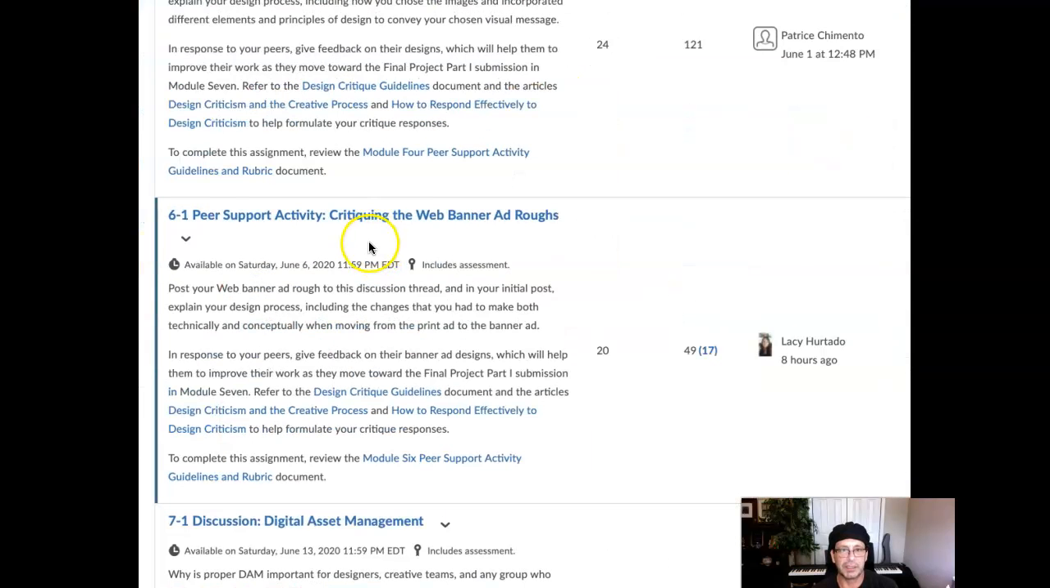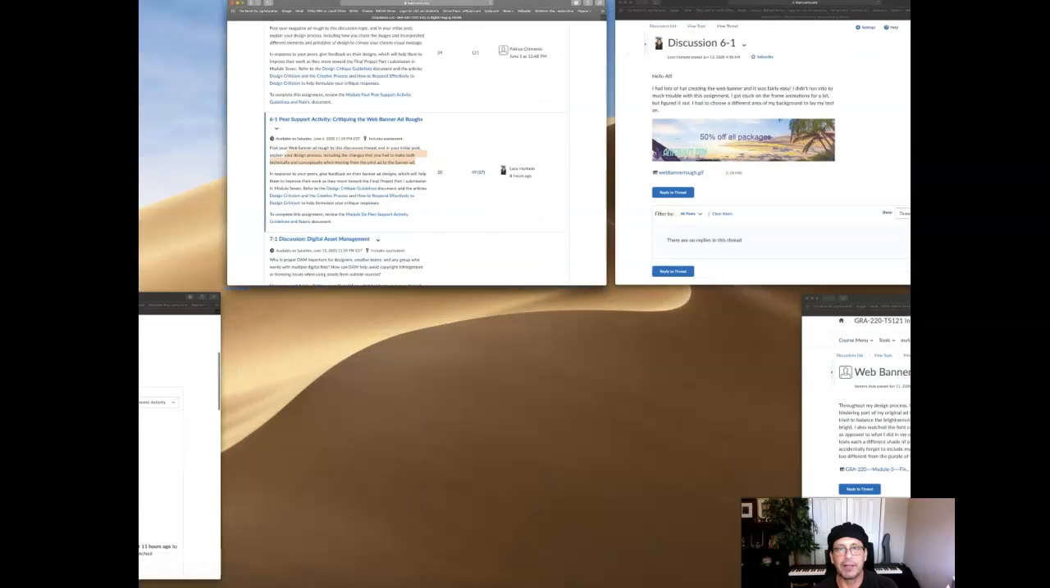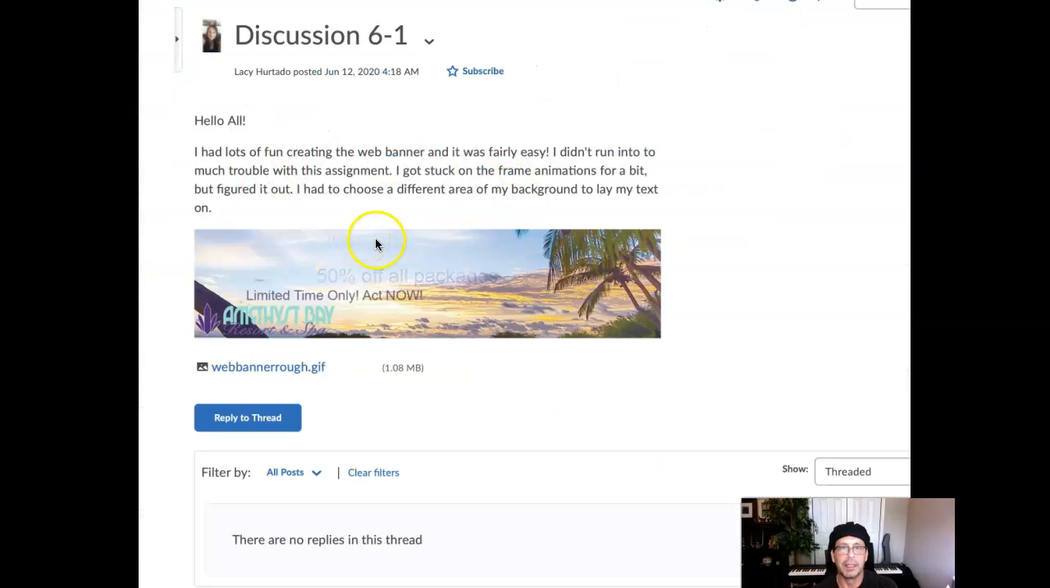Additionally, I want to draw your attention to the requirements for this particular discussion board right here. Post your web banner and explain your design process, including the changes that you had to make both technically and conceptually when moving the print to the banner ad. So you want to describe that. That's part of the grade, so I don't want you to miss that.